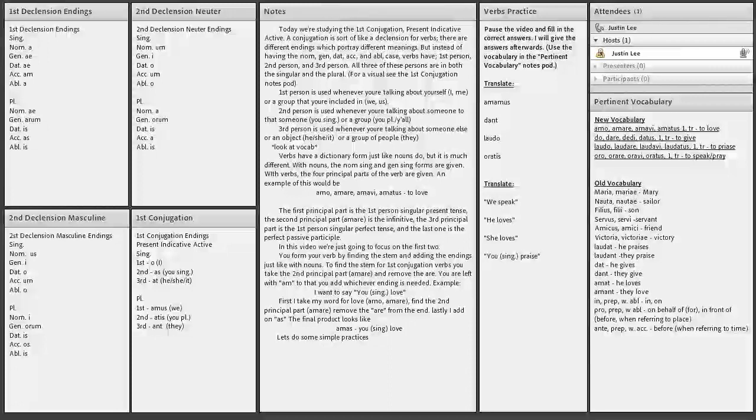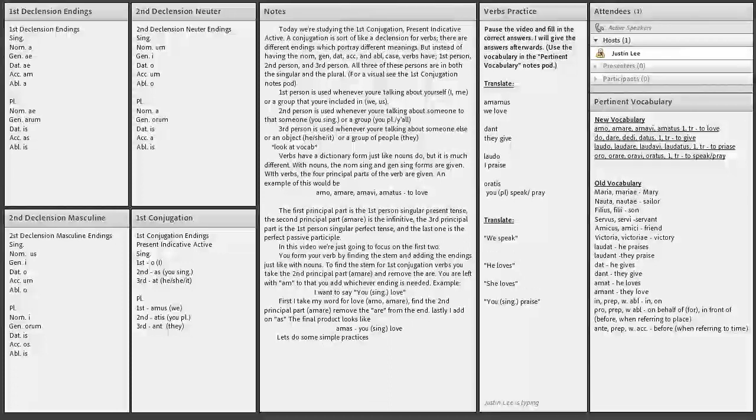Okay, let's start writing in some answers. Amamus, let's see here, means we love. Dant means they give. Laudo means I praise. Oratis means you, plural, speak. Or you, plural, pray, depending on how you translated it.